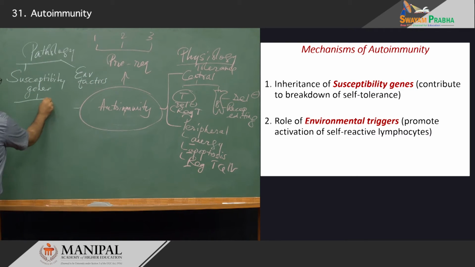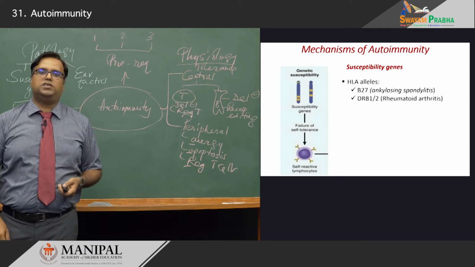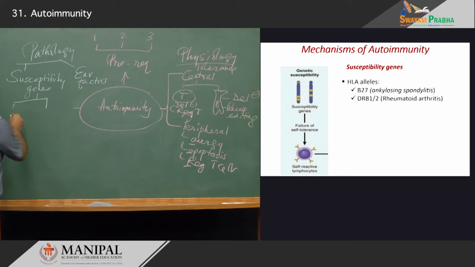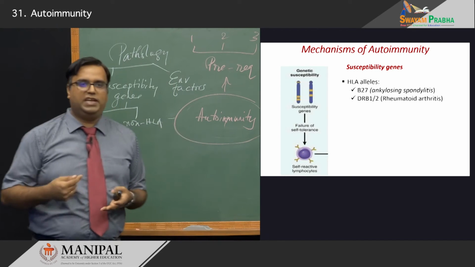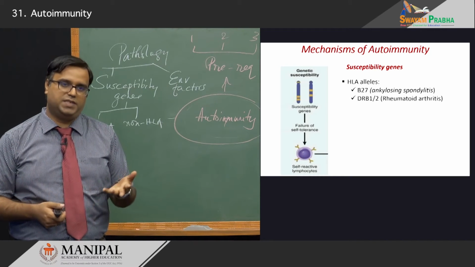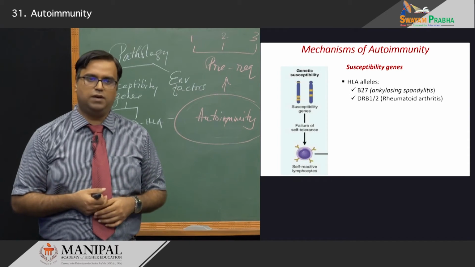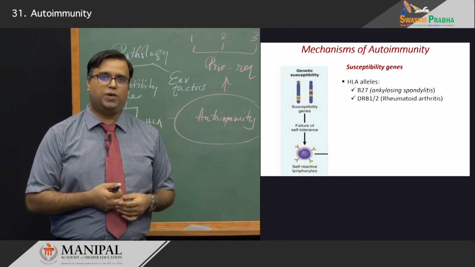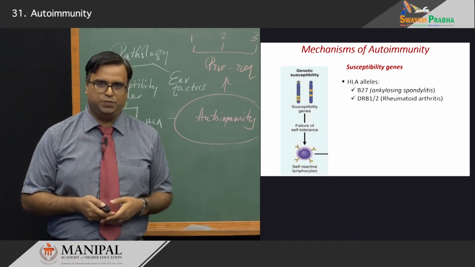Now, it is important to study susceptibility genes. You have what are called HLA or MHC alleles, and you have non-HLA genes. HLA is a very important, integral aspect, and we know this because certain disorders have a high association with HLA alleles, such as B27, where ankylosing spondylitis is invariable in those individuals. Or take the class 2 molecules such as DRB1 or 2, where rheumatoid arthritis can ensue.